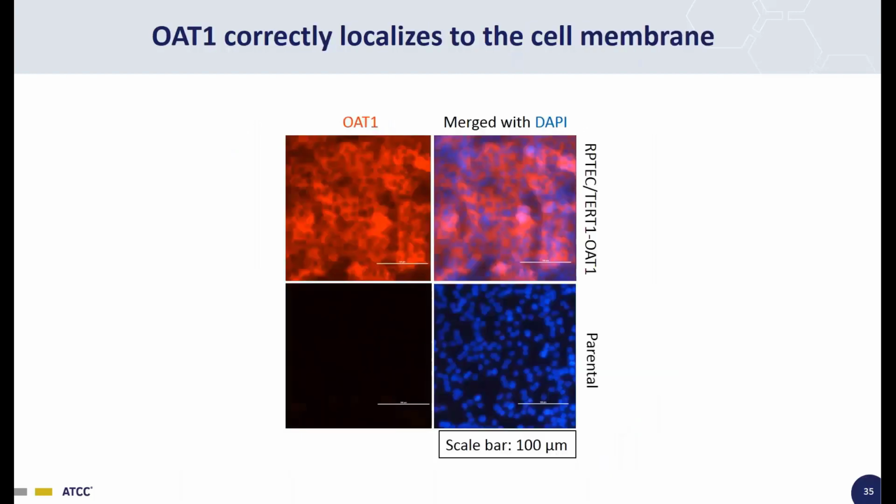Next, we want to look at whether OAT1 in the overexpressing clonal cell line correctly localizes to where it should be. In this figure, the red color shows the subcellular localization of the overexpressed OAT1, which is exclusively localized to the cell membrane. The lower panel shows the parental line, where there is no expression of OAT1. This also matches our biomolecular characterization.